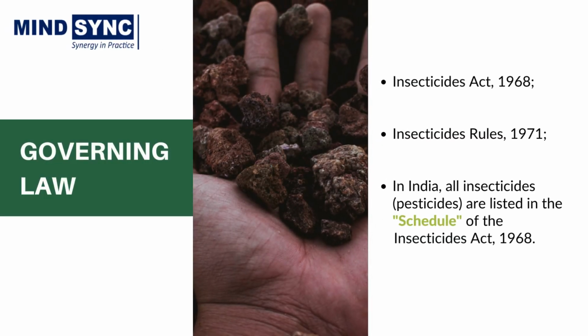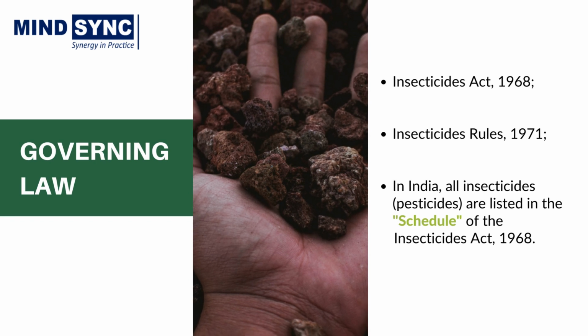Governing law for insecticides in India. The Insecticides Act of 1968 and the Insecticides Rules of 1971 govern the manufacturing, import, sale, distribution, and use of insecticides in India. All insecticides are basically those components listed in the Schedule of the Insecticides Act, 1968.